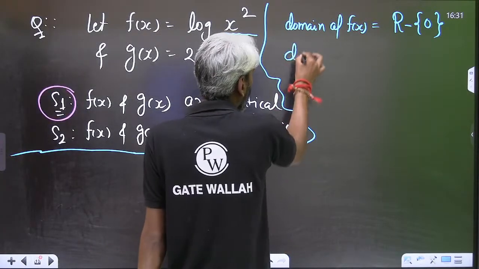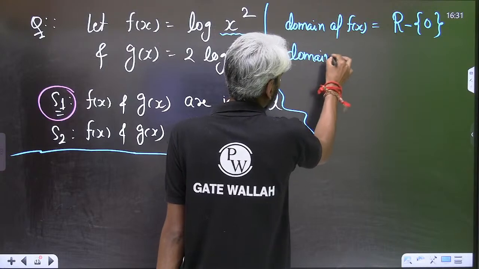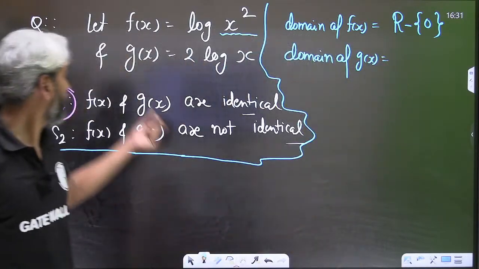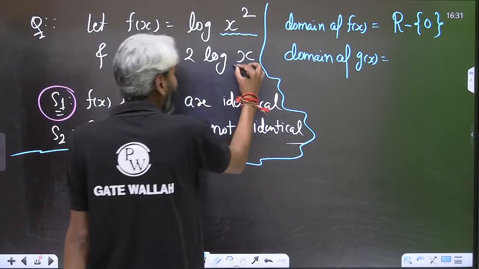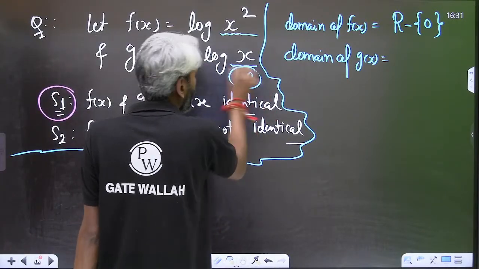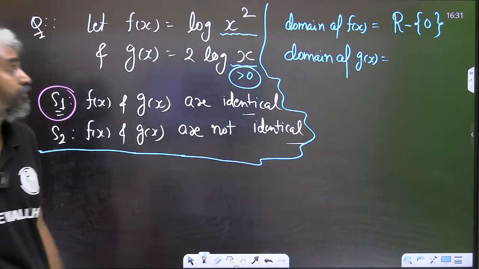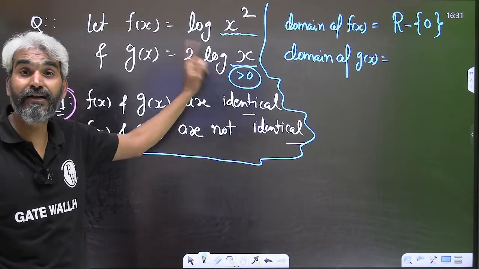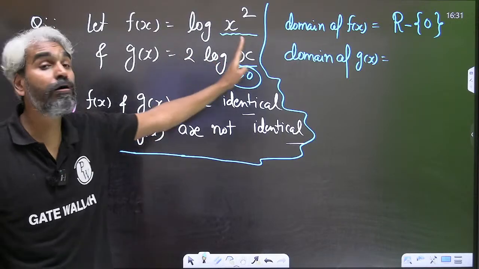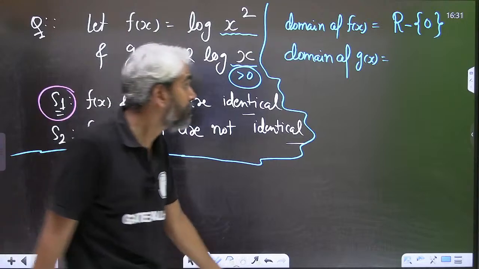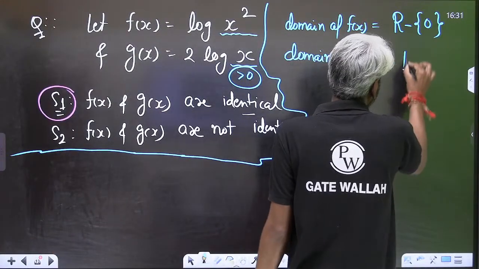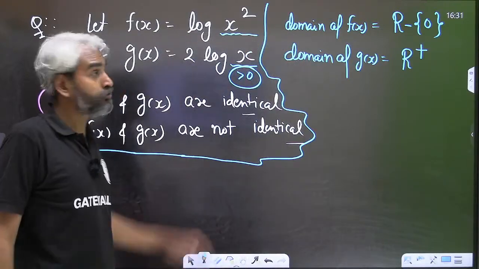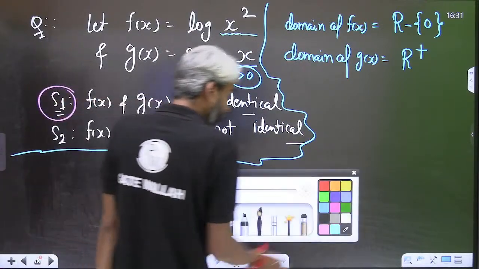And what will be the domain of function g(x)? In function g(x), the value of x has to be greater than 0. You cannot pass a negative real number to this function g(x), because 2 times log of a negative number will not be defined. Therefore, the domain of function g(x) will be all positive real numbers. So the domain is not the same.